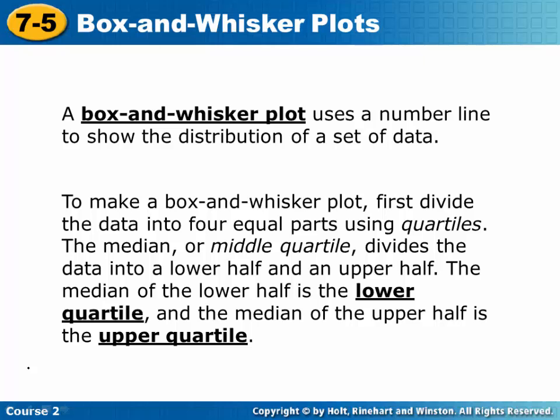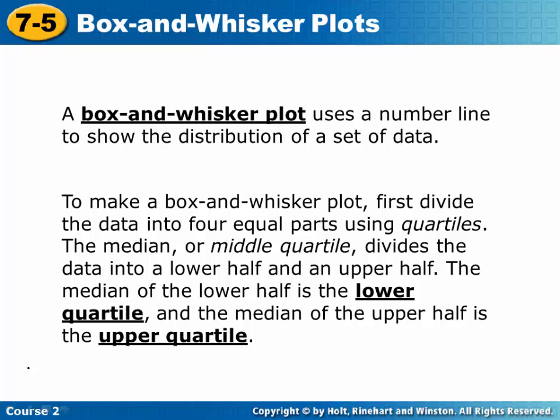Okay, so the first thing we need to learn after we know that is how do I make one? Well, here's an explanation of how we make it. To make a box and whisker plot, first divide the data into 4 equal parts using quartiles. The median, or the middle quartile, divides the data into a lower half and an upper half. The median of the lower half is the lower quartile, and the median of the upper half is the upper quartile.